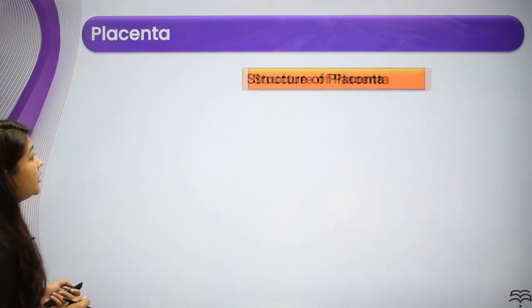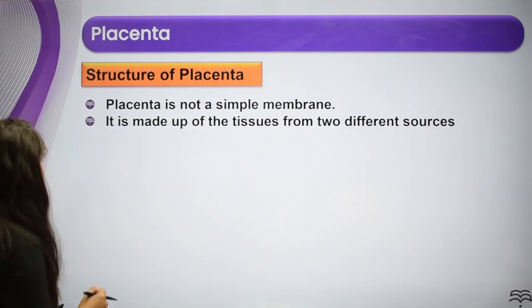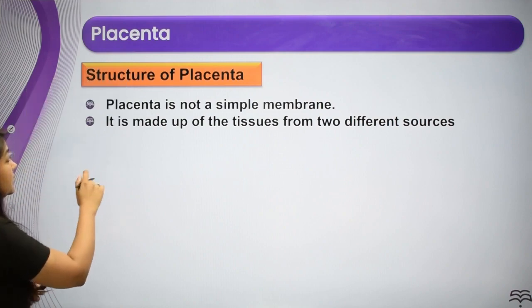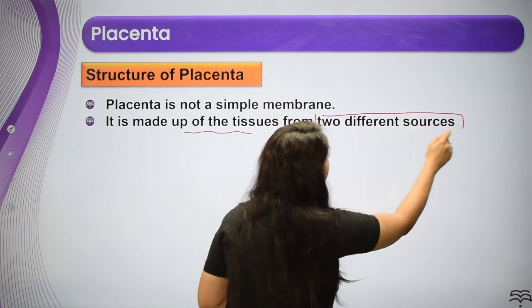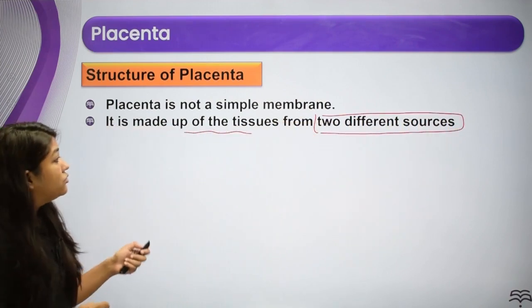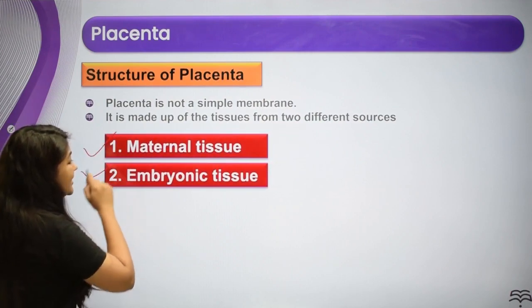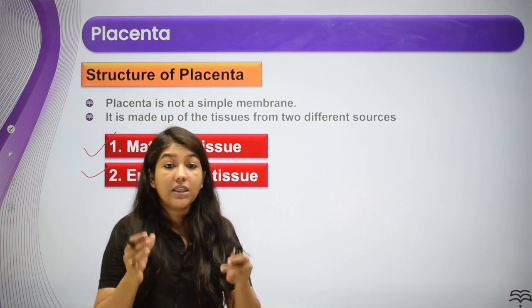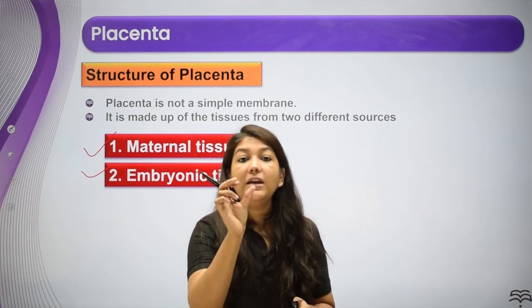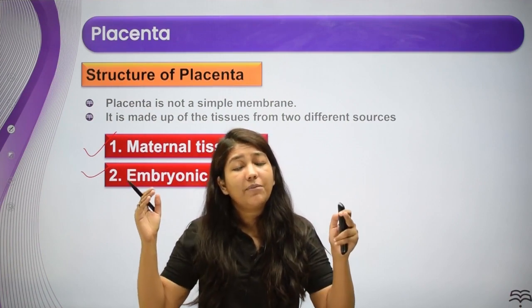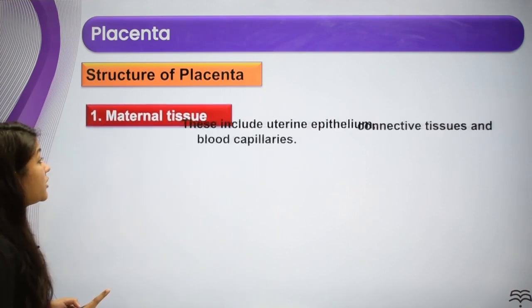Next, let's talk about the structure of the placenta. Alright, so the placenta is not a simple membrane, and it is made up of tissues from two different sources. Which sources? Of course, one is the maternal tissue and second is the embryonic tissue. Again, the tissues come close to one another. Again, हम लोगों ने एक जो term use किया था, intimate contact. Alright, so they are coming very close to one another. Blood of the mother and the fetus is not mixing.